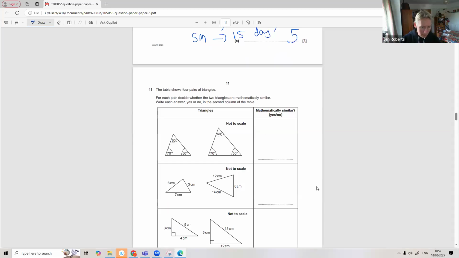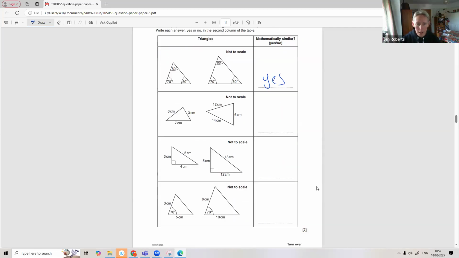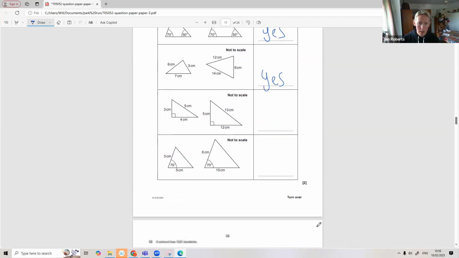Are they similar? So you can see here for this first one, the second triangle, because it has all the same angles, is an enlargement of the first one. So yes, they're similar. If you look at the corresponding sides here, 12 divided by 6 is 2, 6 divided by 3 is 2, 14 divided by 7 is 2. So it's enlarged by a scale factor of 2, yes.